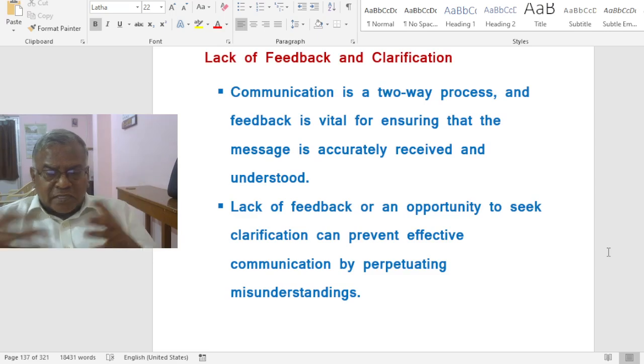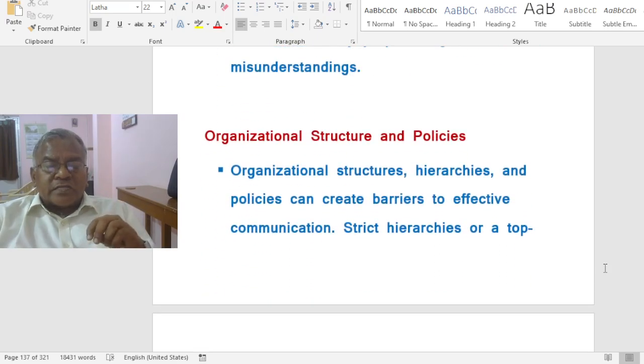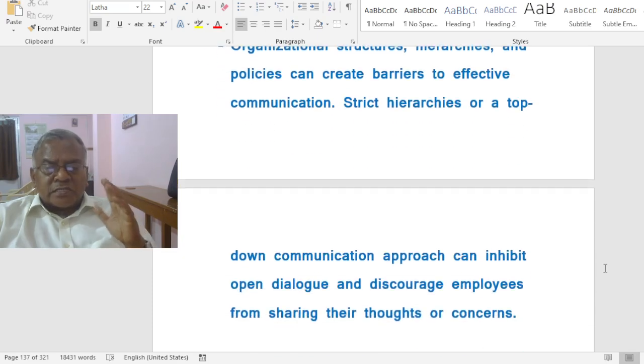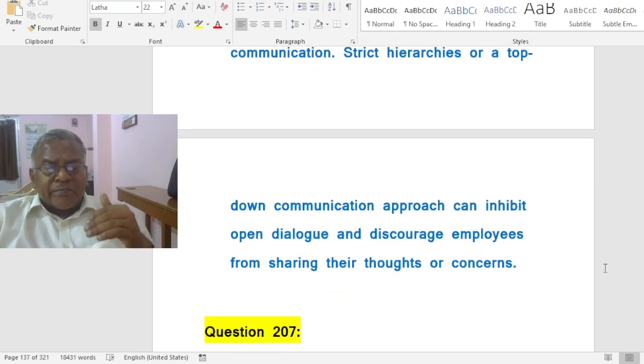Simply lifelong misunderstandings, perpetuating misunderstanding, maintaining misunderstandings always. So lack of feedback or an opportunity to seek clarification can prevent effective communication. Organizational structures and policies. Organizational structures, hierarchies and policies can create barriers to effective communication. Strict hierarchies or a top-down communication approach can inhibit open dialogue and discourage employees from sharing their thoughts or concerns.